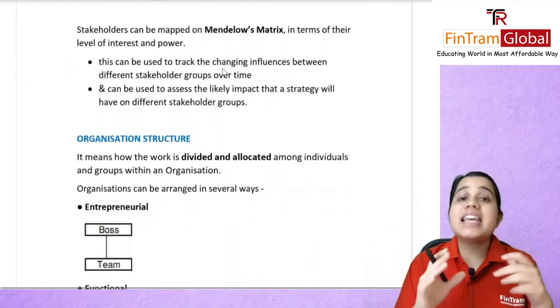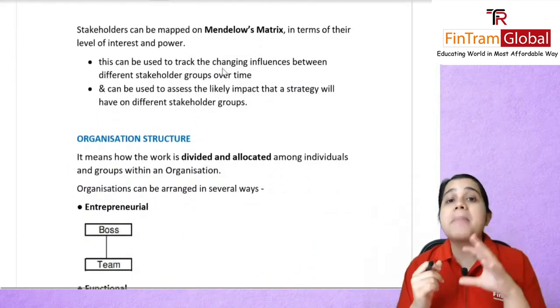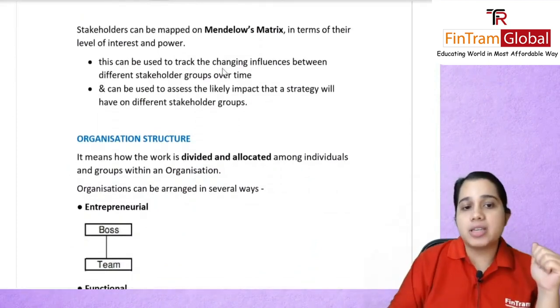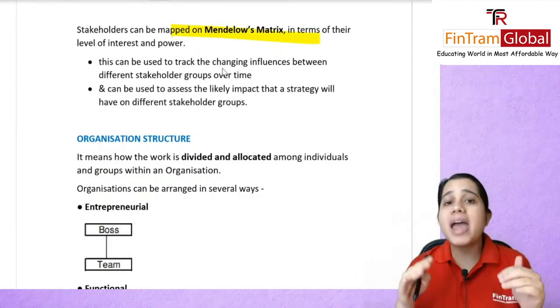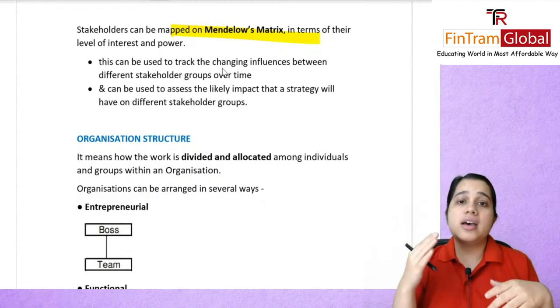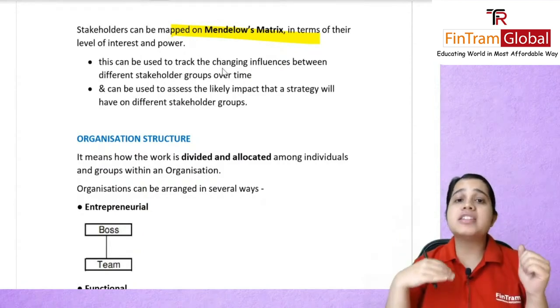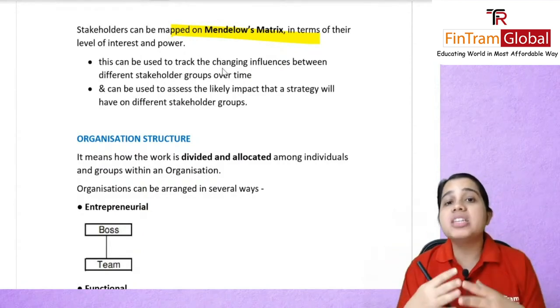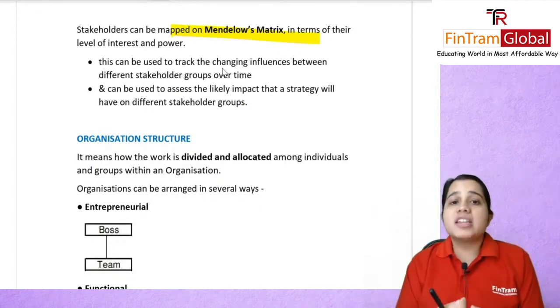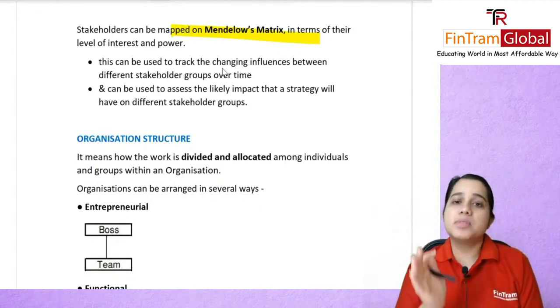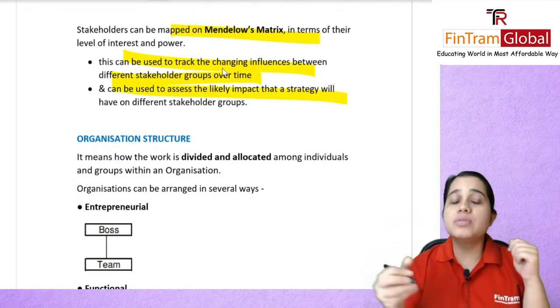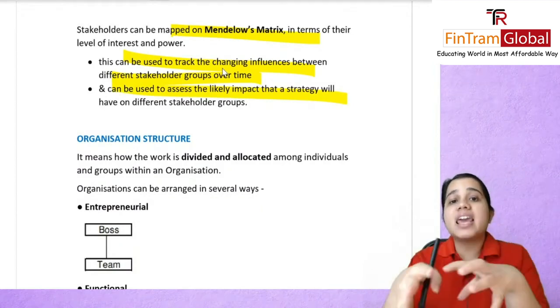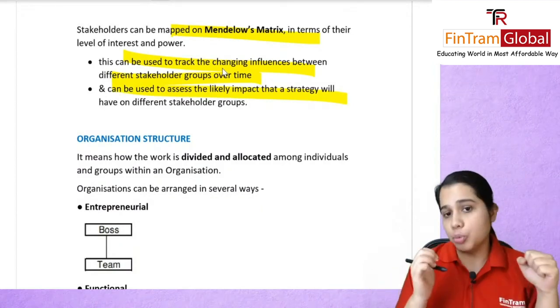Moving on, these stakeholders, if you remember, we had mapped on Mendelow's matrix, wherein we looked at the level of interest and power and made a matrix. So it depends. If a stakeholder has a high level of interest and a high level of power, then that person is your key player. Your strategies need to be at least acceptable to them. Now, this matrix can be used to track changing influences and to assess the likely impact that a strategy can have on these various stakeholder groups.